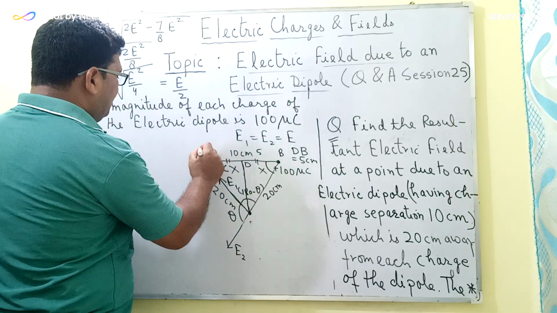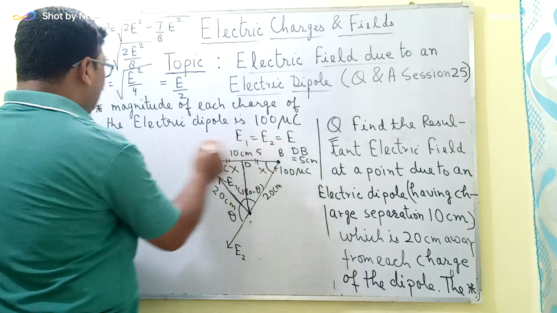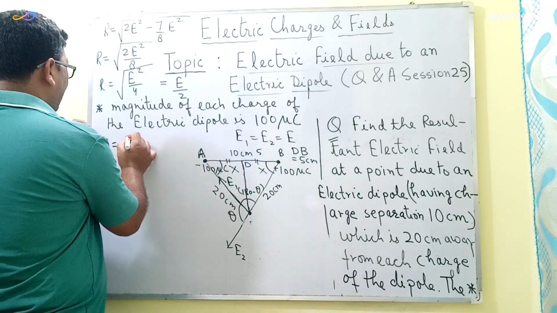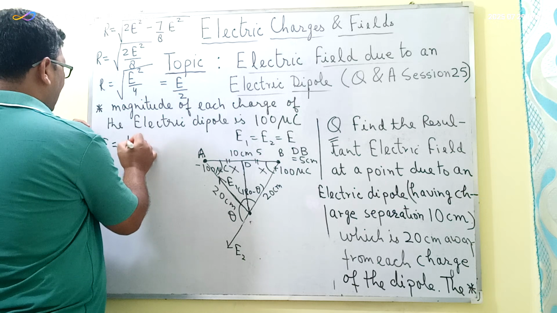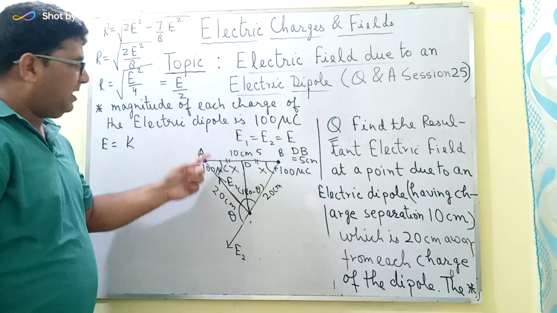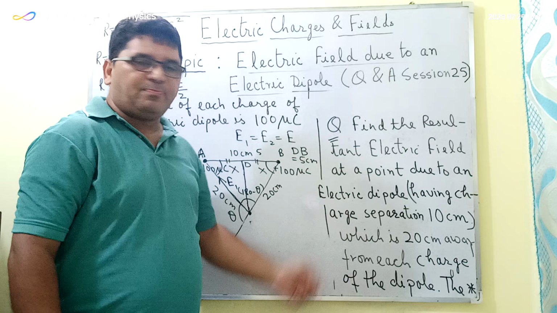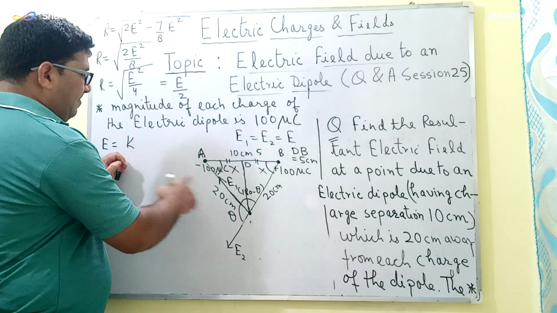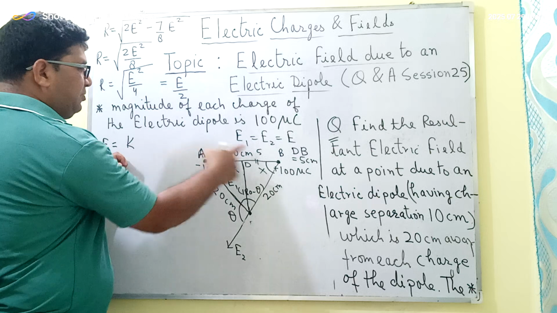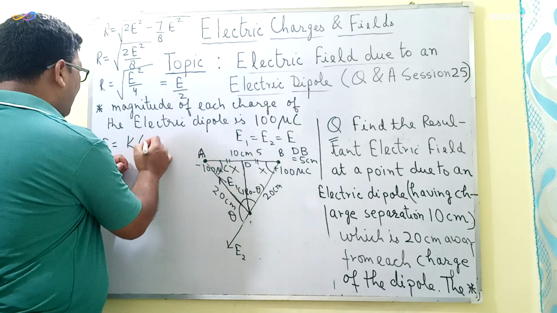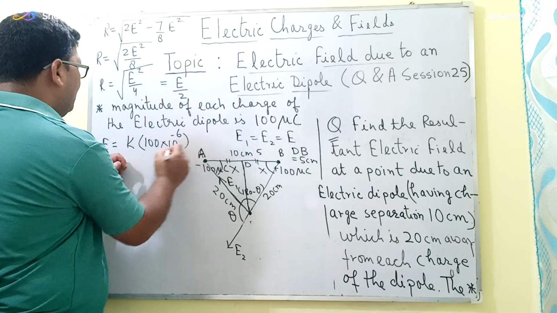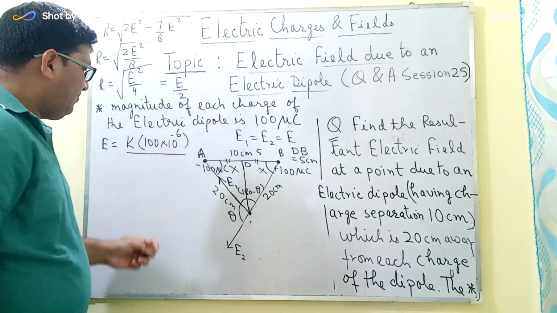So E1 is equal to E2 is equal to E, so E is equal to 1 by 4 pi epsilon naught, which I will be taking here as K. Here I have considered that this dipole is existing in free space. So E is equal to KQ. Now the magnitude of the charge is 100 microcoulomb, so I will convert this into coulomb, that is 100 into 10 to the power minus 6 coulomb, upon R square.